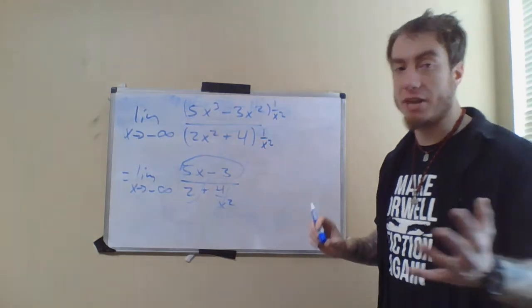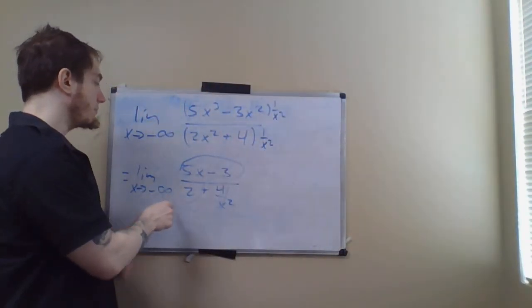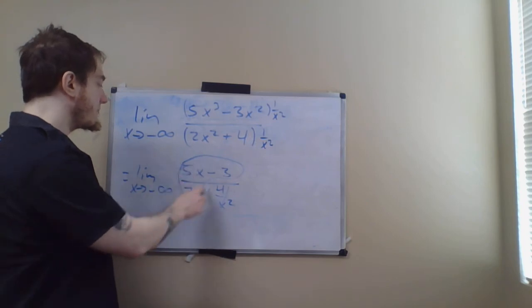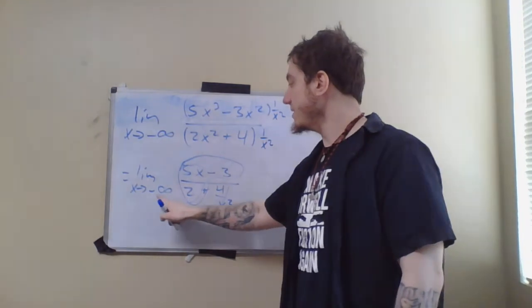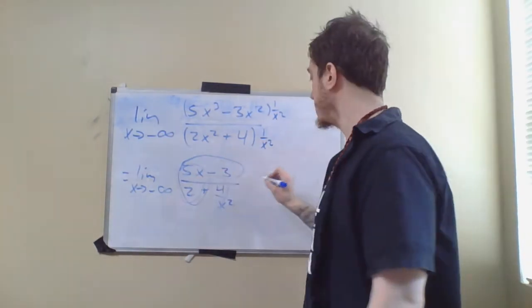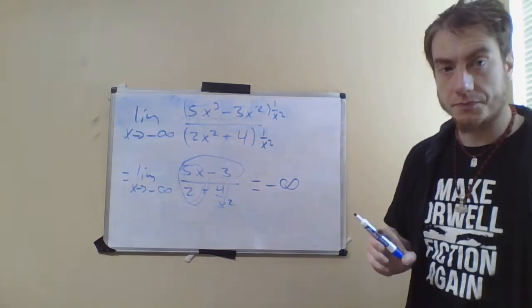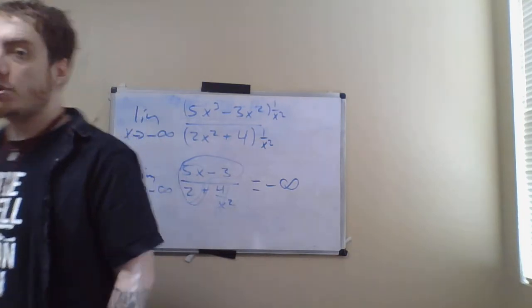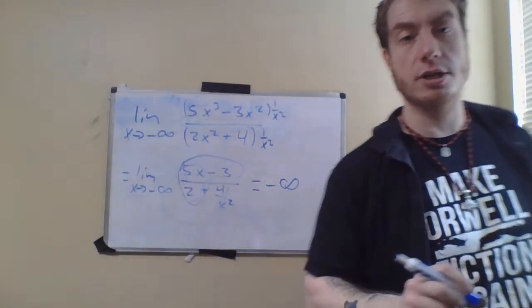Okay, that's a polynomial, but the only thing that determines whether this is approaching positive or negative infinity is going to be the first term, which is 5x over 2. Well, as x becomes a very large negative number, multiplying by 5 halves gives me a very large number, so this becomes minus infinity. And this same procedure will work no matter what these polynomials are in my rational expression.